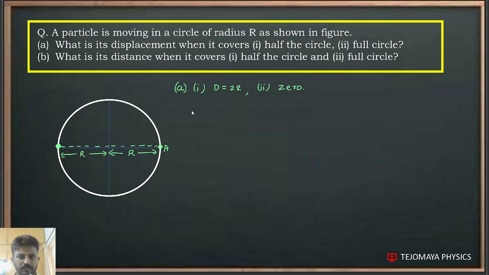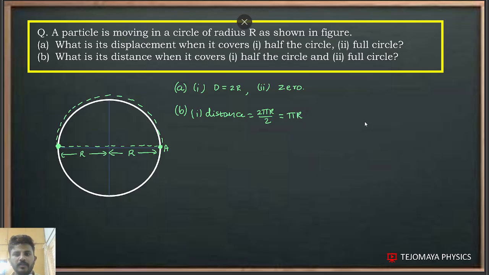Okay, next, second question, that is B. What is the distance when it covers half circle? Distance means you need to consider the actual path traced by the particle, nothing but half of this circumference. So the distance is 2 pi r divided by 2. Why is there 2 pi r? Because for the complete circle, the circumference or the path length is 2 pi r. Half of it means divided by 2, right? So that is equal to pi r.